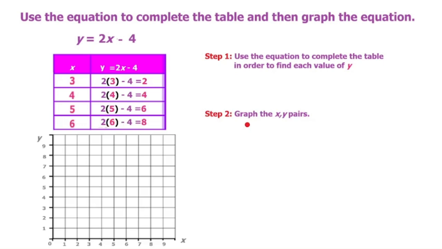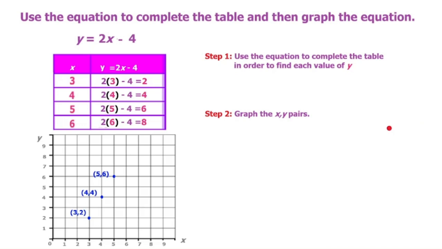Now we can graph the xy pairs. Okay, we have our xy pairs now. So our first xy pair is 3, 2. So we go along the x-axis to 3 and go up along the y to 2. And this is the spot. Now we do the next point. The next point is 4, 4. So we go along the x till we hit 4, and we go up on the y until we hit 4, and that's the spot there.